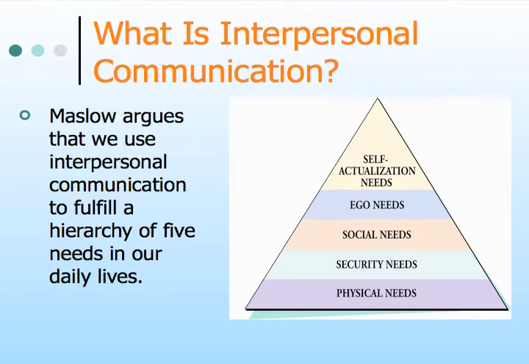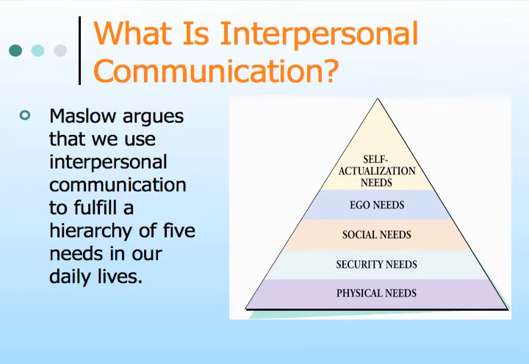At the bottom, you've got physical needs, things like food and shelter. Above that, security needs, feeling safe. Above that, social needs, having other people in your life, having a social network. Above that, ego needs, more self-esteem needs, so feeling good about yourself. And above that, when you have all of the other things taken care of, you can worry about self-actualization needs, making the world a better place or fulfilling your greatest passions in life.